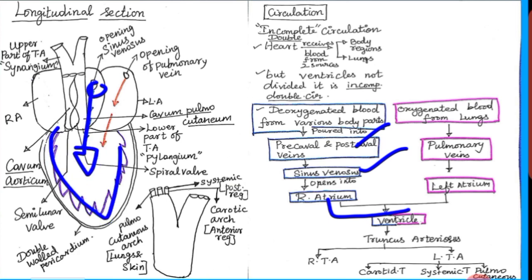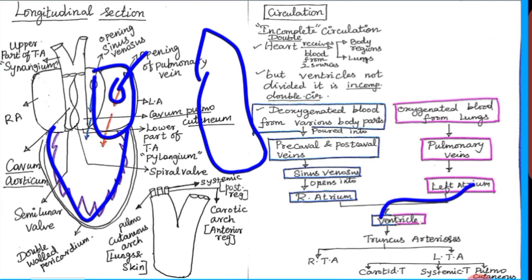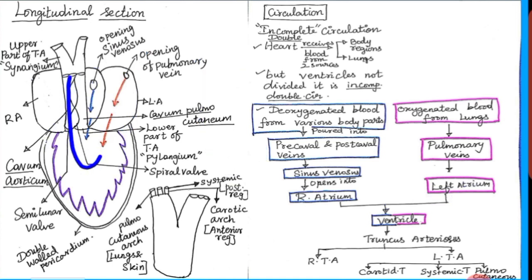As well as, lungs pour oxygenated blood through the pulmonary vein. Pulmonary vein opens inside the left atrium. Left atrium opens inside the ventricle. So, ventricle receives the mixed blood. Ventricle opens inside the truncus arteriosus. Thus, truncus arteriosus is divided into right truncus arteriosus and left truncus arteriosus respectively. Each branches into three, right?